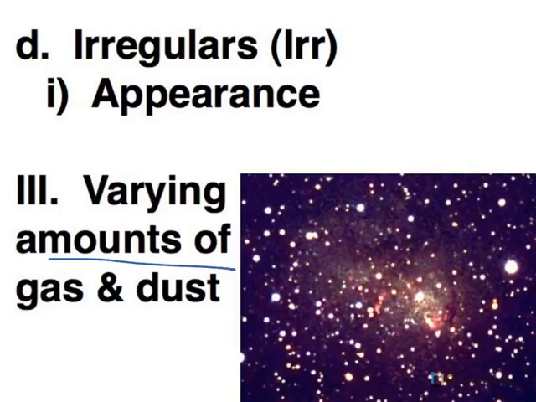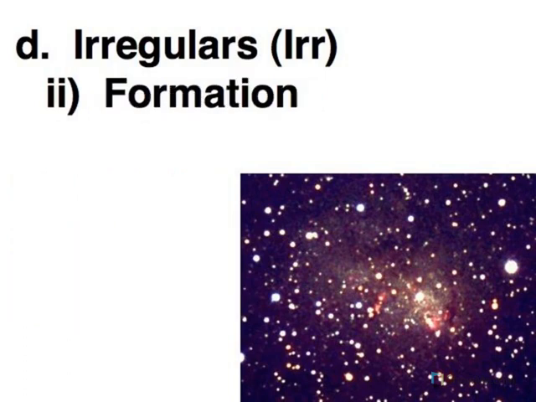Some have a lot of gas and dust. Some have hardly any gas and dust, which means some are going to have a lot of star formation, those with a lot of gas and dust, and some will have hardly any star formation, those who don't have a lot of gas and dust.